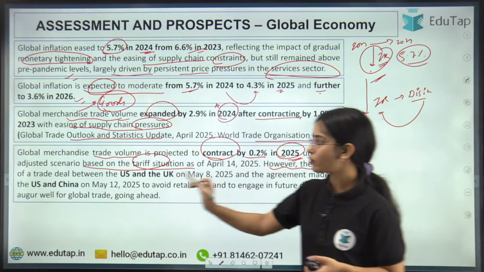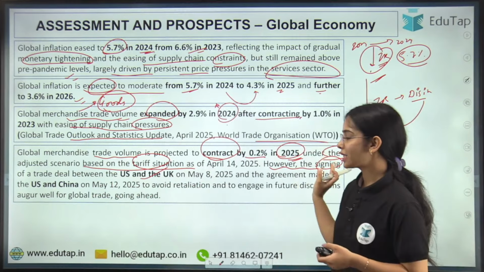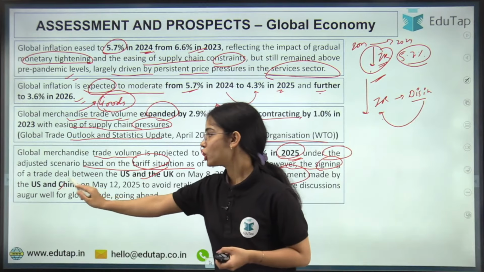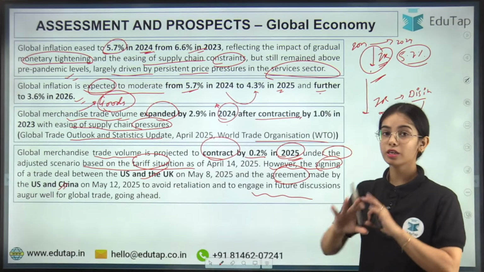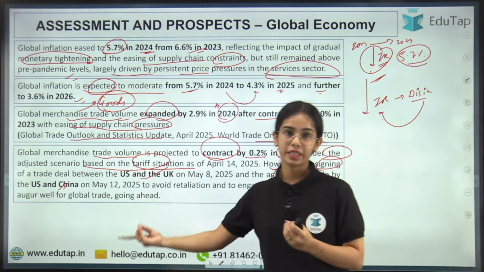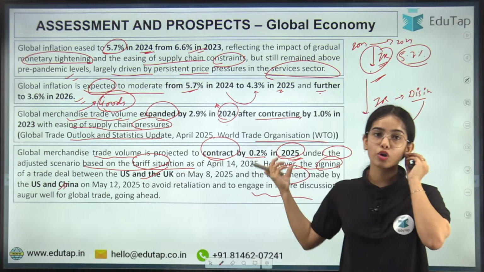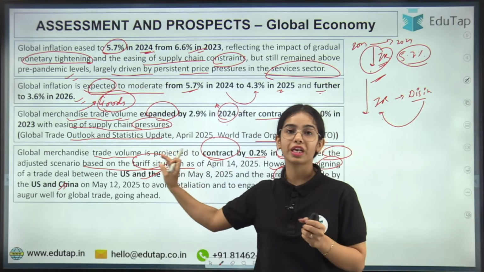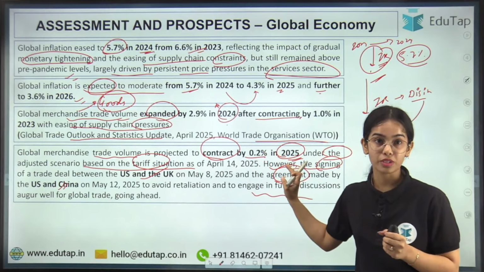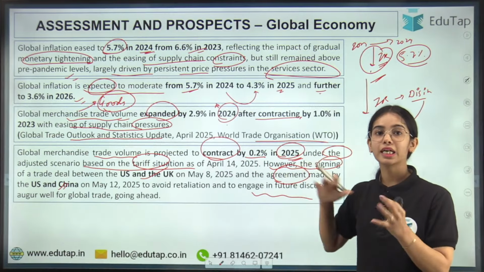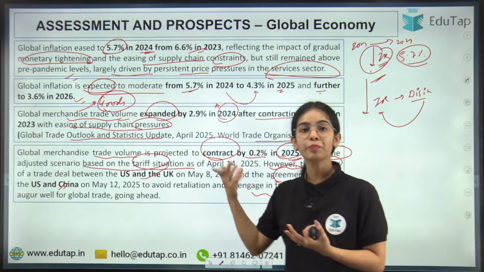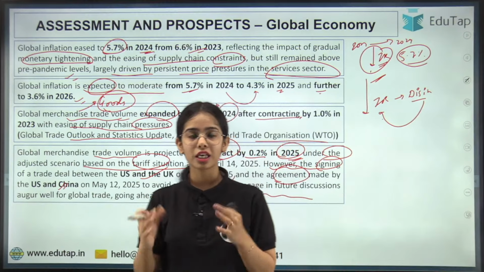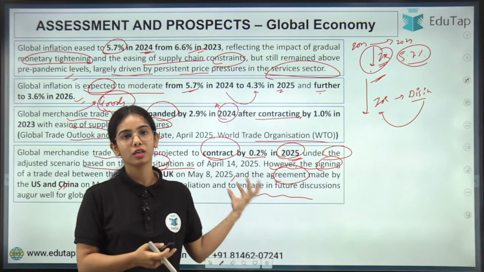However, the signing of the trade deals between the US and UK, and the agreement that is made between the US and China, present a better picture for the global trade. Due to the tariffs that are being imposed, it is expected that the global goods trade volume is going to decrease by 0.2% in 2025. But the agreements being signed between the countries, the trade deals between US and UK, are giving a better position for global trade.